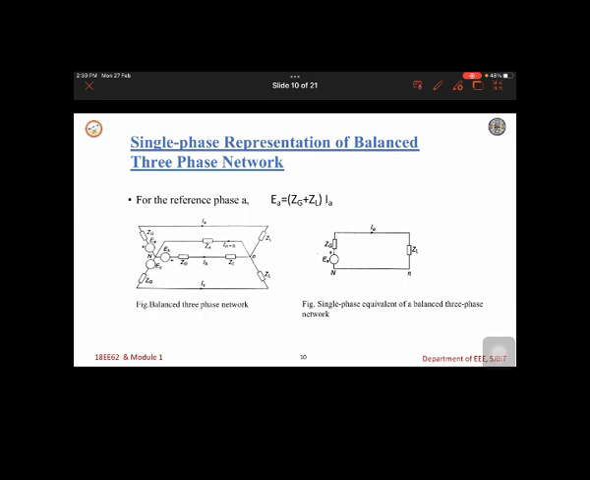Here we have considered a balanced load, where ZL is the impedance of each phase. Under balanced condition, what happens? No current flows through the neutral. Therefore, IN is equal to 0.